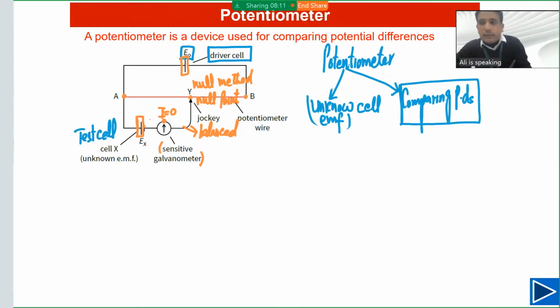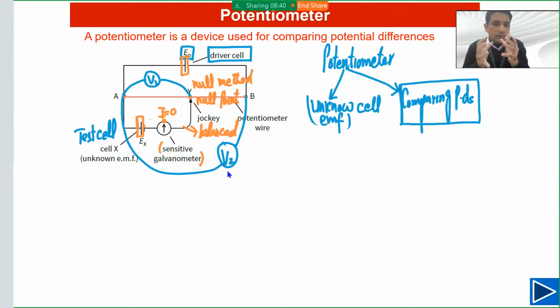If I connect a voltmeter here, imagine that we connect a voltmeter between A and Y. We can say this voltmeter is V1. So we can connect a voltmeter between A and Y. We can also connect one more voltmeter between A and B. So I can simply connect another voltmeter between A and B, and we can say this voltmeter is V2.